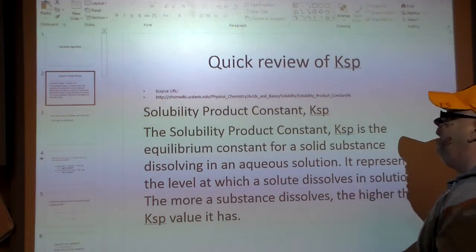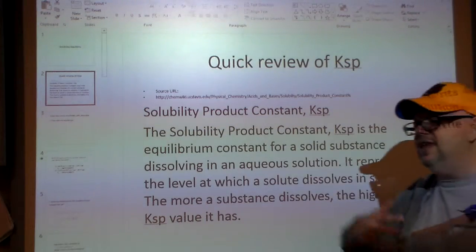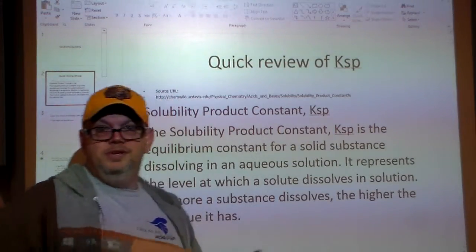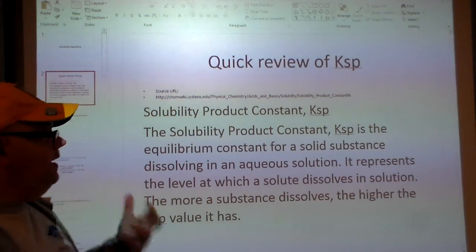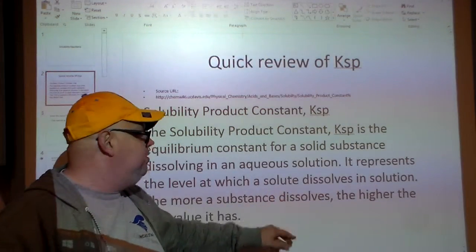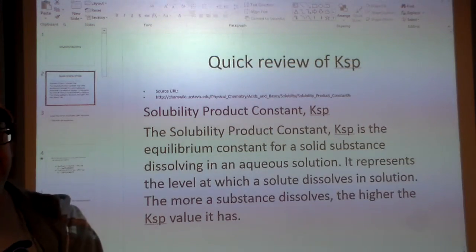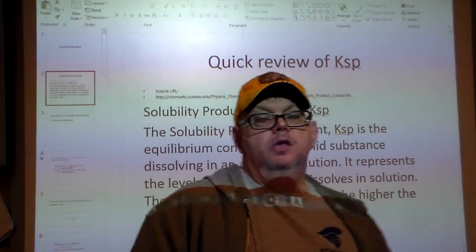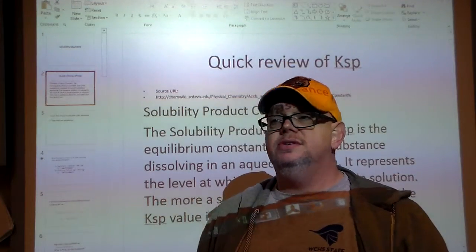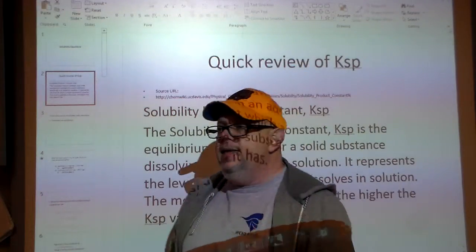The solubility product, the Ksp, is the equilibrium constant when you're talking about a solid substance dissolving in a solution, an aqueous solution specifically. The idea is what level the solute, what actually gets dissolved, dissolves in the solution. The higher the Ksp value is, the more it dissolves. Some things barely dissolve, and other things dissolve fairly quickly, like sugar and salt. Those dissolve fairly easily.